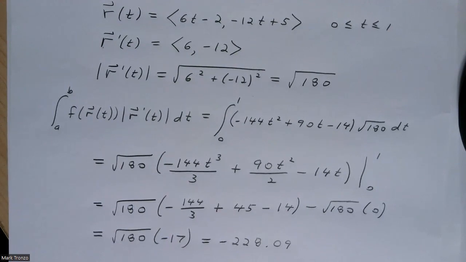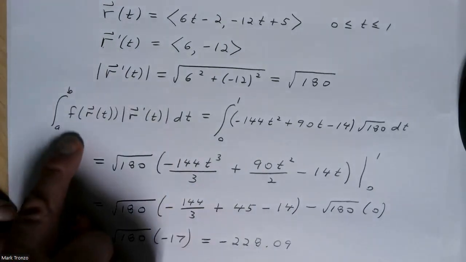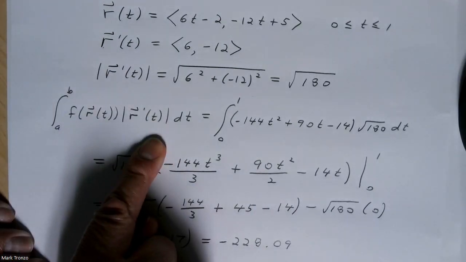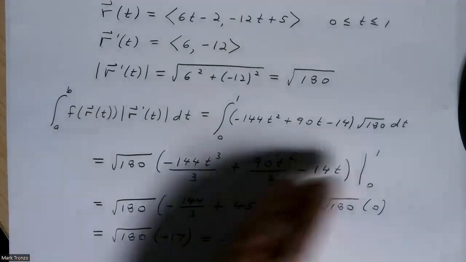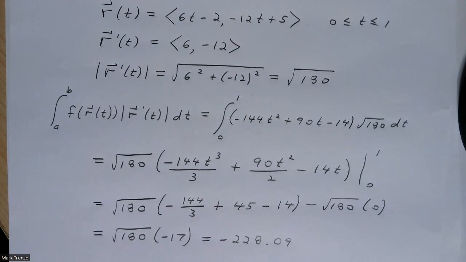So again, just like the last problem, we used this equation right here. But this time we had to make a parametric representation of our line, and we did that. And then just plugged everything in and calculated it out.